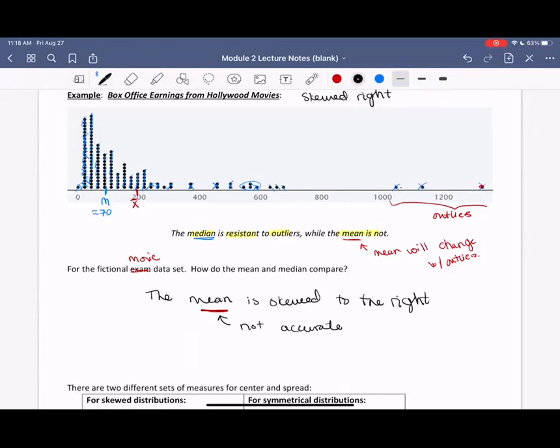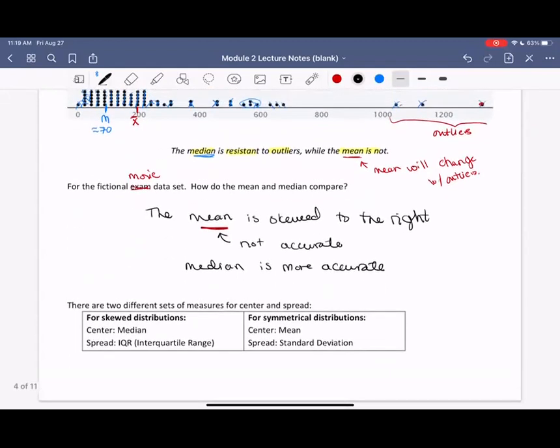So often, when we have outliers, the median is more accurate or true to giving us a picture of where the center of the data lands. Now just to summarize, there are two different sets of measurements for center and spread. What are they? They are mean and median. For skewed distributions, we want to use the median as the center data value that we collect or compute.